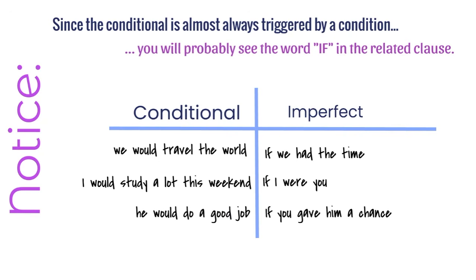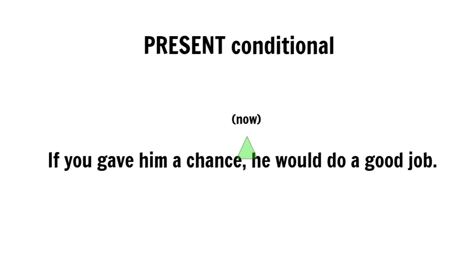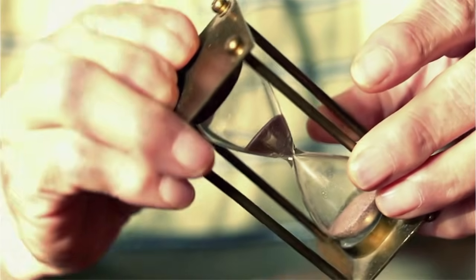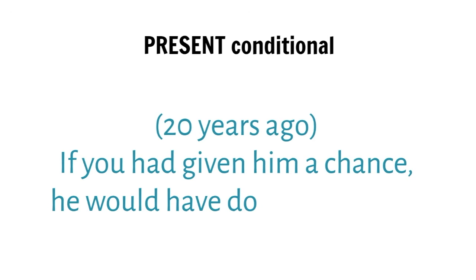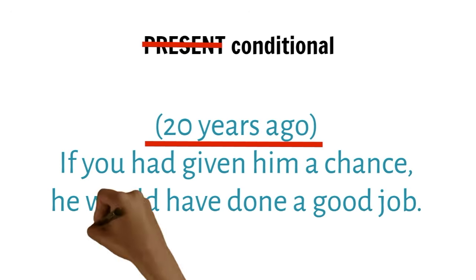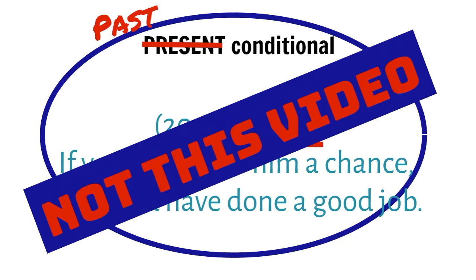So why do some people call this the present conditional? Because we're talking about current situations with hypothetical future actions. But you could also make similar statements about the past, 20 years ago, for example. 20 years ago, if you had given him a chance, he would have done a good job. In that case, this would be called the past conditional, but that's not what we're working on now. It's just in case you're curious about the name of this tense.